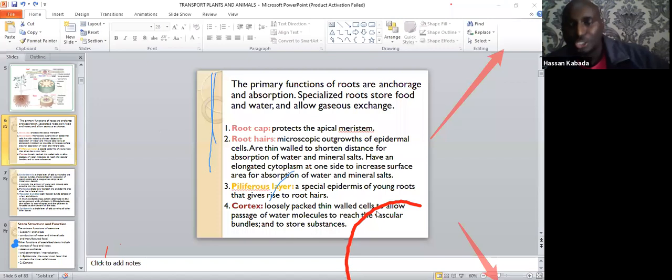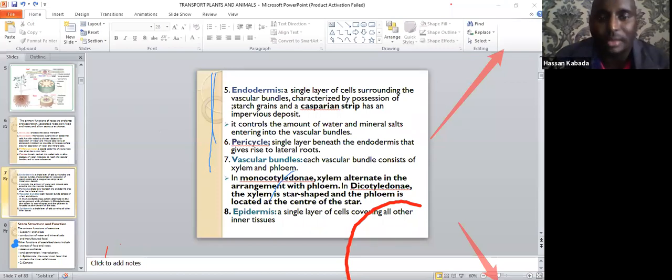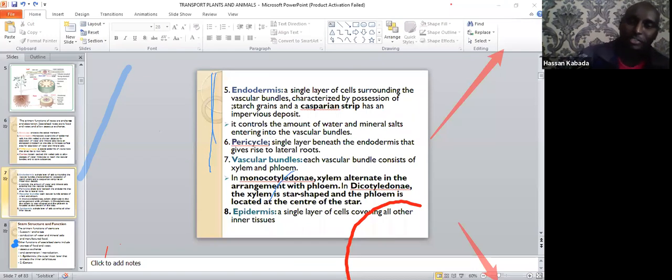So they are arranged in that order from the outer part of the cell moving inside where we have the xylem. So that the water now will pass through there and go up the plant. Endodermis is a very interesting part here. Endodermis is a single layer of cells surrounding the vascular bundle.